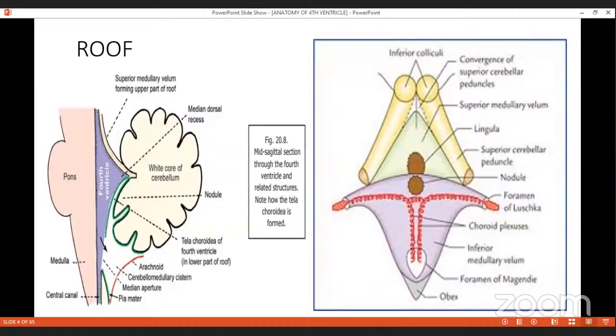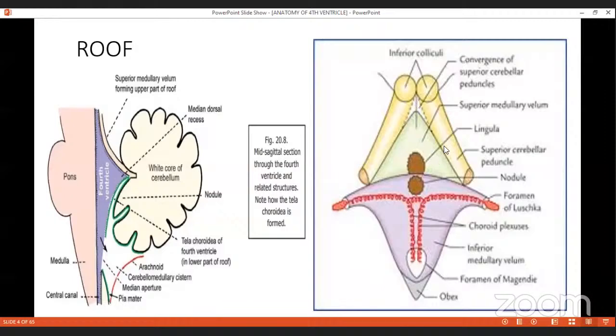This is again a diagrammatic representation. You have the roof, again, almost the same picture. This is the superior cerebellar peduncle forming the superior slope of the roof. This is the inferior slope of the roof, which is formed by the inferior medullary vellum and the tela choroidea. So tela choroidea is basically a fold of the pia mater from the cerebellum that projects on itself and forms the inferior slope of the roof of the fourth ventricle.